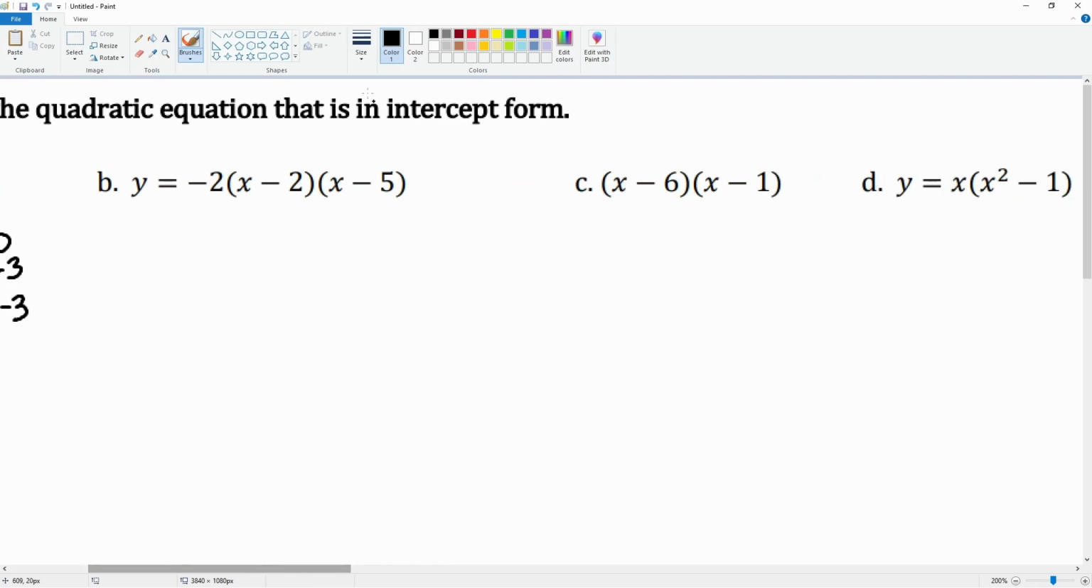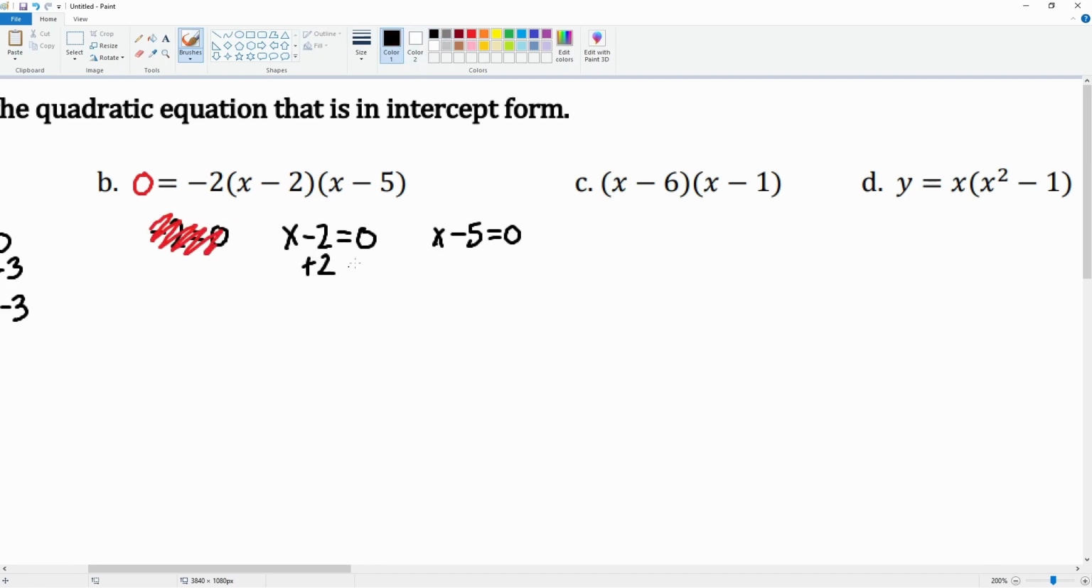So the next one, B. We're trying to find the zeros, so let's make it equal to 0. Then we take each identical piece: x minus 2 is going to be equal to 0, and x minus 5 is going to be equal to 0. So we just take that out.